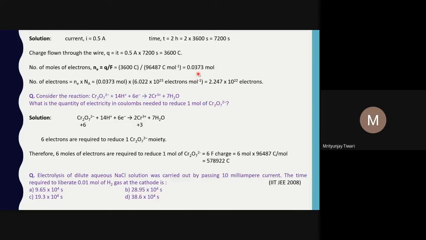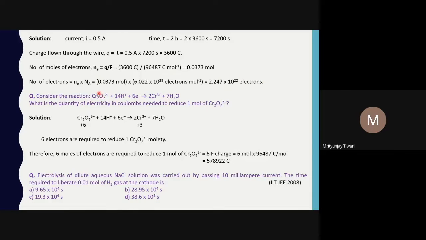So now we know the number of moles of electrons, and we multiply this with the Avogadro number. We get the total number of electrons, and this value is what we have obtained, 2.247 into 10 to the power 22 electrons. Now let's try to solve this question.